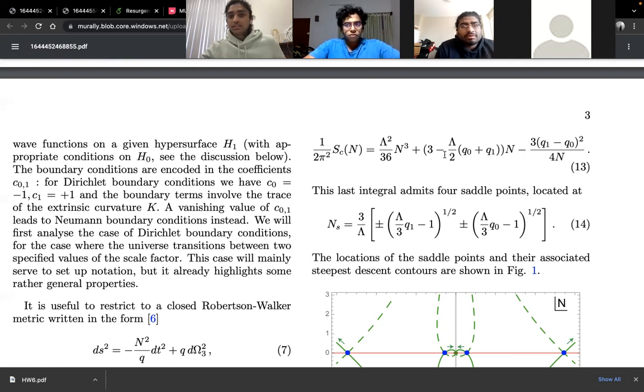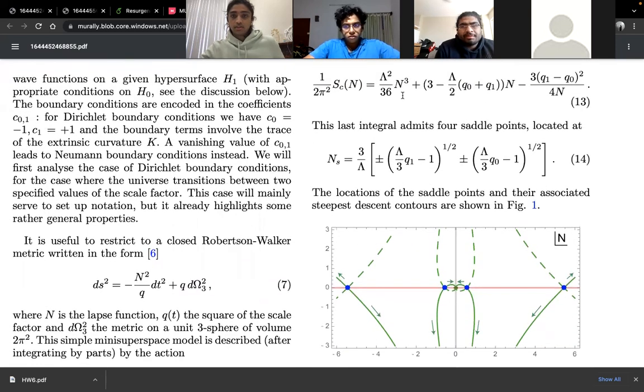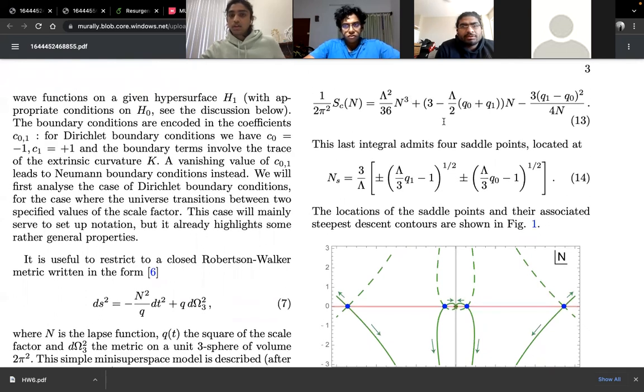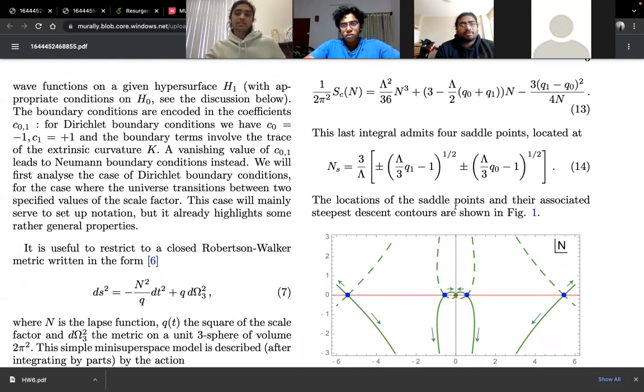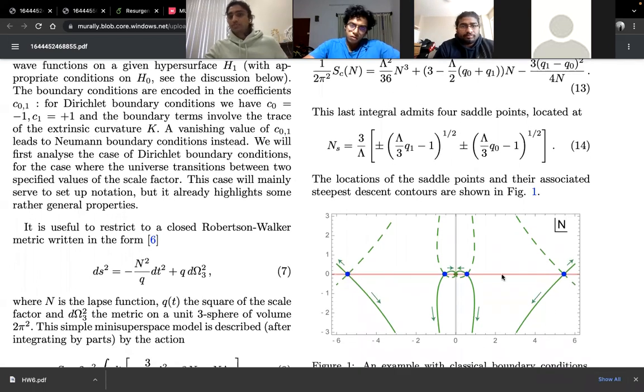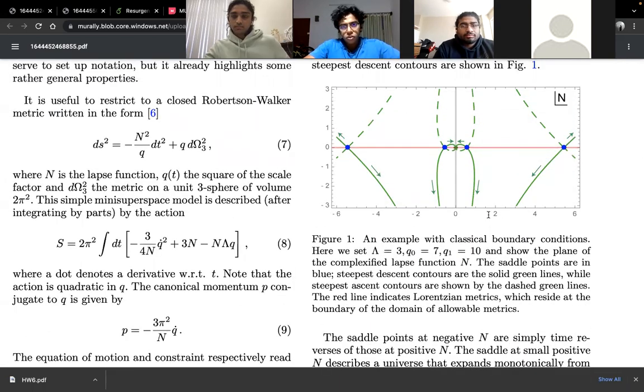So this last integral, why isn't it quadratic? Shouldn't it assume two saddle points? Why are there four saddle points? Because you're solving for N. I thought you were dealing with Q0 plus Q1. No, we are essentially observing the lapse function, because that's what dictates whether you have a real metric or a complex metric. So you have four saddle points here, which essentially solve the above equation. Wait, the x and the y are the real and complex parts? Yes, you're right.